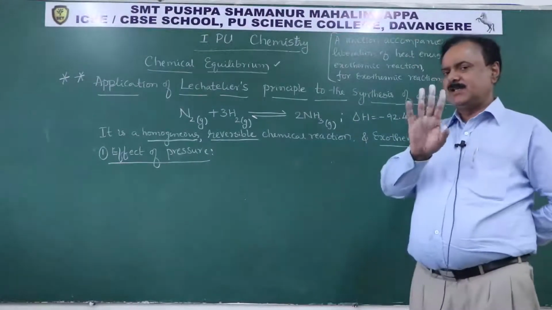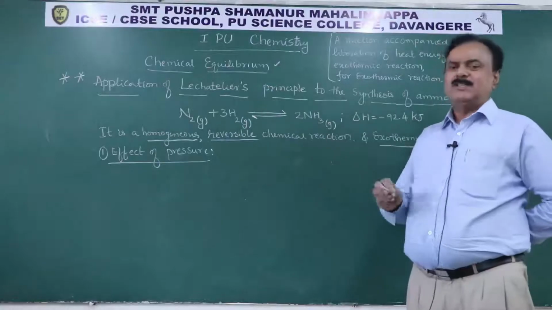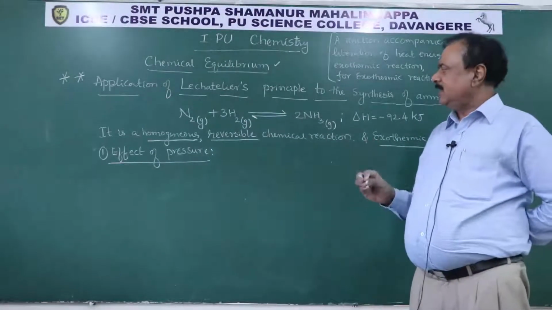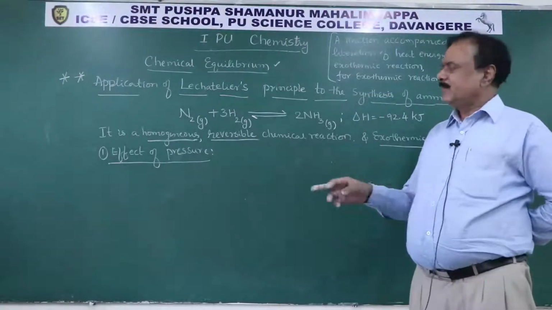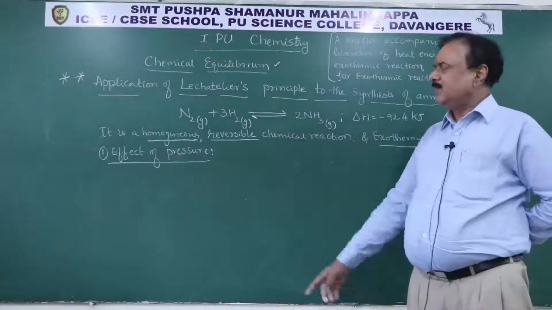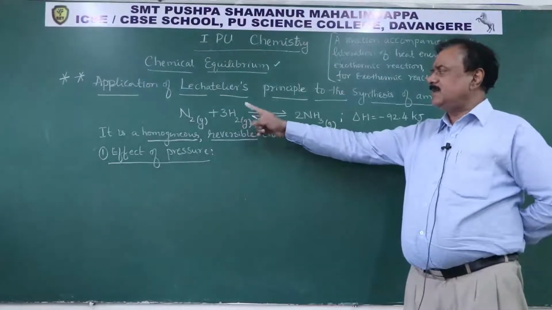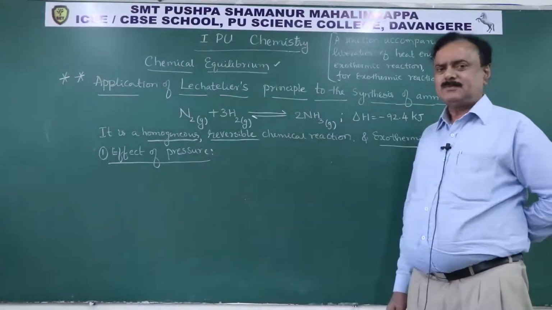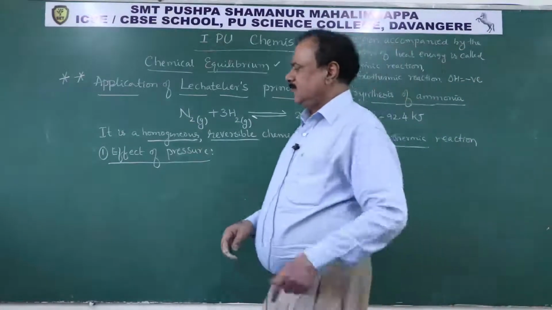Three conditions are there. Three cases will be there. In some cases, the number of moles of the reactants is greater than the number of moles of the products. In some cases, the number of moles of reactants is equal to the number of moles of the products. In some cases, the number of moles of reactants is less compared to the number of moles of the products.